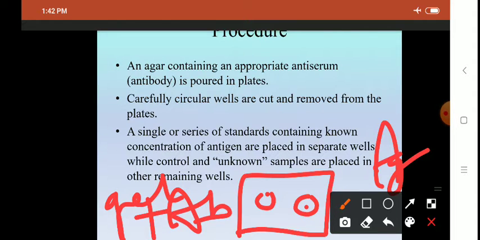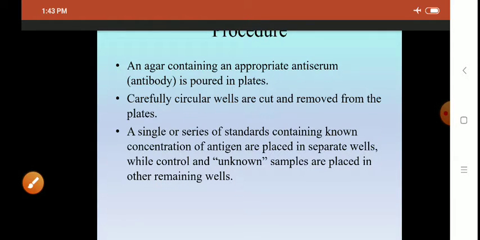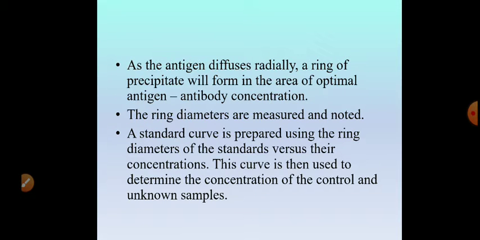And a visible reaction will occur between antigen and antibody, and the reaction can be seen in the form of a concentric ring called a precipitin ring surrounding the well. You have to measure the diameter of the precipitin ring, and by plotting a graph of diameter of precipitin ring versus concentration of antigen, you can find out the concentration of antigen present in the unknown sample. This is how we carry out the procedure.